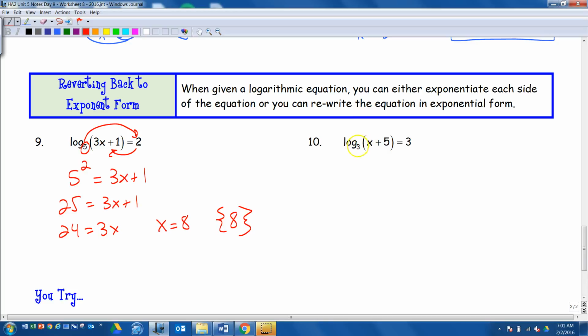Here we have 3 to the third is equal to x plus 5. So I have 27 is equal to x plus 5. So x is equal to 22. Again, a quick check will work.